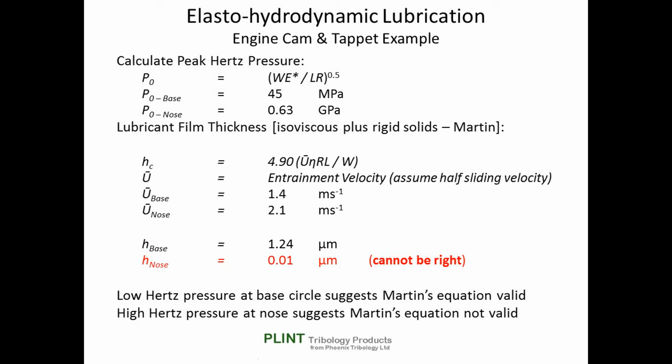The low Hertz pressure at the base circle suggests that Martin's equation is valid. The high Hertz pressure at the nose suggests that Martin's equation is not valid, and elasticity of the steel and the lubricant pressure sensitivity, quantified by the pressure viscosity index, must be taken into account. Hence, the film thickness must be recalculated using a suitable EHD equation.